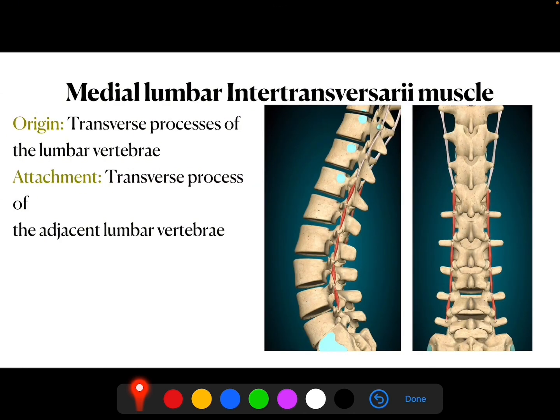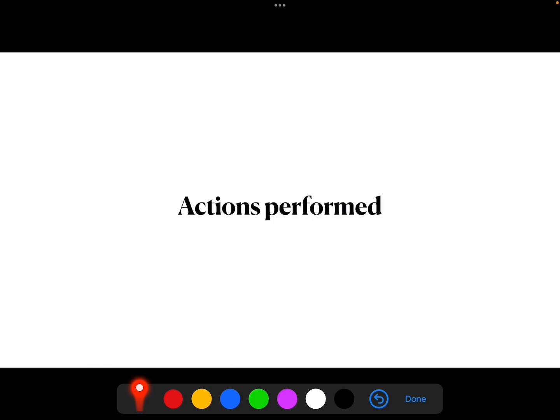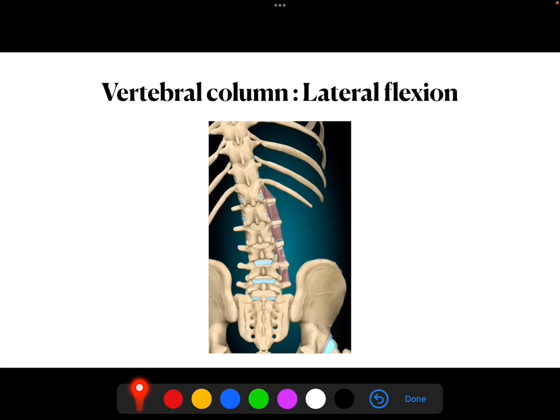Medial lumbar intertransversarii muscle. It originates at the transverse process of the lumbar vertebrae and attaches at the transverse process of the adjacent lumbar vertebrae. Actions performed by this muscle: lateral flexion of the vertebral column.